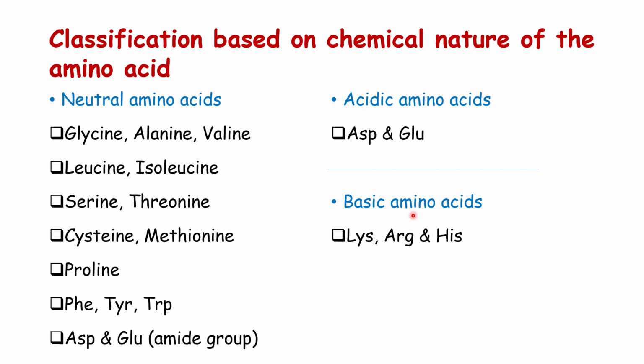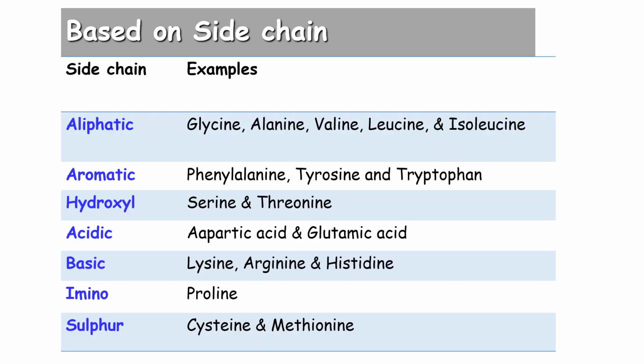Basic amino acids: lysine, arginine and histidine. Side chains I have also given; just note them down, and if they are asked, you can write them down. Aliphatic: glycine, alanine, valine, leucine, isoleucine. Aromatic, which contain a benzene ring: phenylalanine, tyrosine and tryptophan.